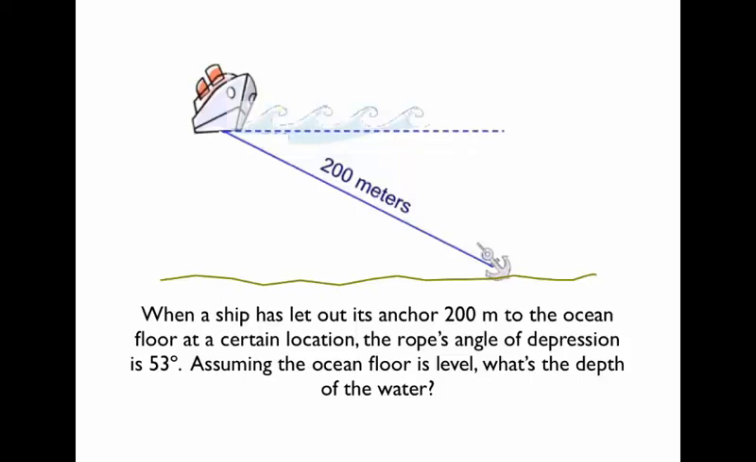Go. Your turn. A ship has an anchor 200 meters down to the ocean floor, and the rope's angle of depression is 53 degrees, assuming the ocean floor is level. What is the depth of the water? Go. Figure it out.